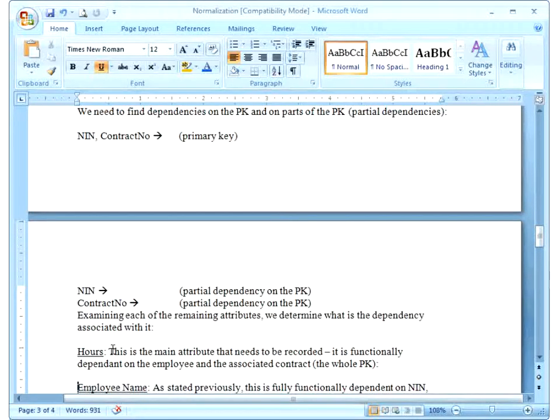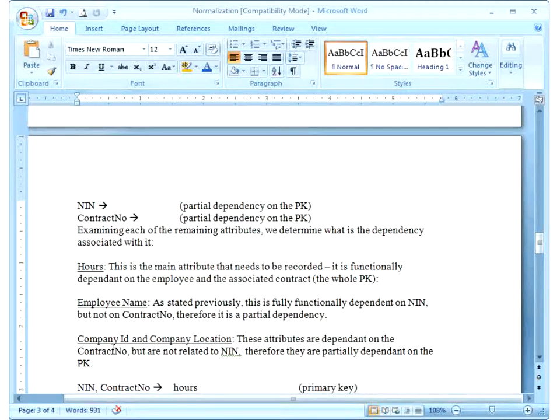Now we have to examine the remaining attributes. Hours is the main attribute that needs to be recorded. It is functionally dependent on the employee and the associated contract, which means it depends on the complete primary key. Similarly, employee name is functionally dependent on national insurance number, but not on contract number. Because an employee can have a different contract with some other company as well, it is a partial dependency, because it depends on part of the primary key.